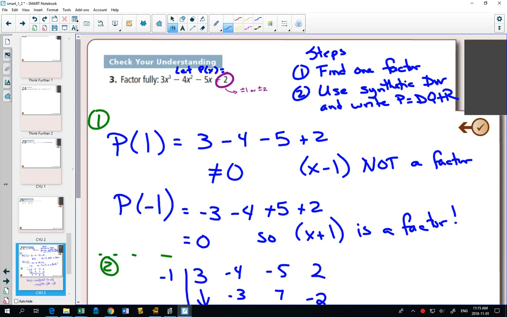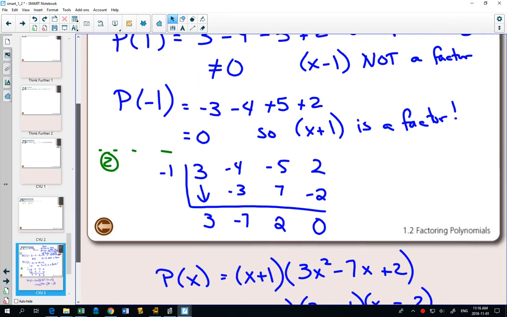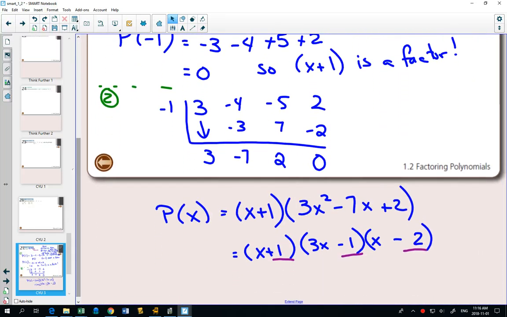Step 3, you can either, once you get there, factor it completely, or you might have to repeat steps 1 and 2. In this situation, once we wrote our division statement, this was something you already knew how to factor, so it was just factor it completely, you're done.